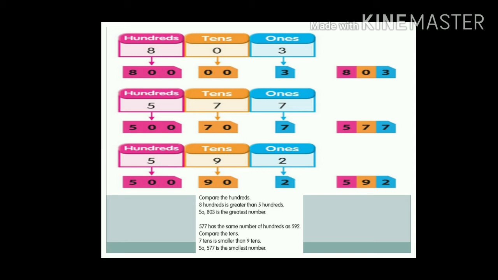So we leave that and we compare the tens now. Here we can see that 7 tens is smaller than 9 tens, right children? So what will be the result? The answer will be that 577 is the smallest number. So the greatest number is 803, then comes 592, and the smallest number is 577. Right children, I hope all of you are able to understand how to compare and order numbers.